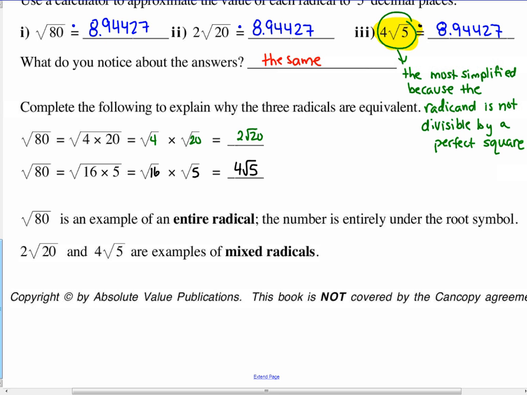Okay, so we always want to find the largest perfect square that is a factor. So 80 had two perfect squares that are factors, 4 and 16, but I think I did this exact example yesterday, 80 on the board. We want to choose the largest perfect square, okay?